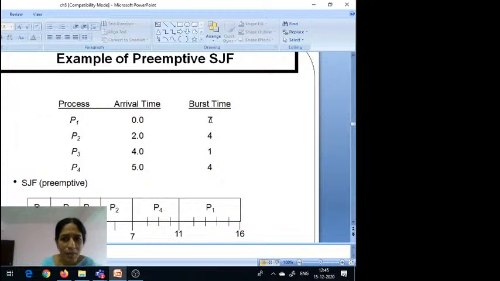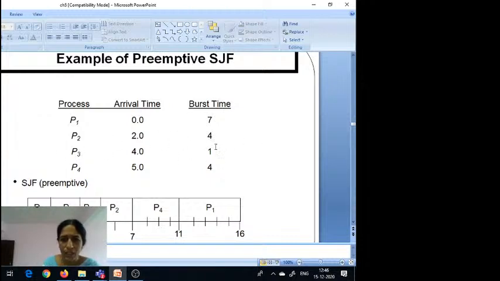Here the minimum remaining burst time is what? For P1, 5 milliseconds remain, since 2 milliseconds are completed. For P2 it is 4 milliseconds, so this is the minimum one. Now P1 is preempted and P2 enters the CPU. After completion of 2 milliseconds, the remaining burst time of P2 is 2 milliseconds. The P3 process arrives with burst time 1. So 1 is for P3 and 2 milliseconds for P2.